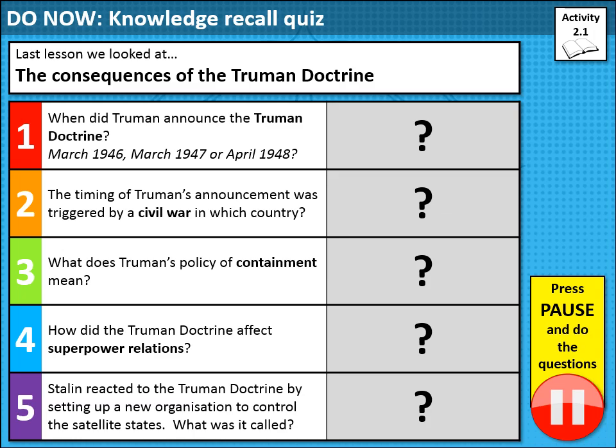So it's time for your do now task, and that's activity 2.1 in your workbook. Last lesson we were looking at the consequences of the Truman Doctrine. So here you have 5 knowledge recall questions about that topic. Now remember, the reason why we're doing this is to try to improve your memory and your recall. So I'd like you to try and do it without using any of your notes, even if that means you need to sit and think really hard about these questions. So pause while you're doing that, and when you're finished, hit play again and we'll look at the answers.